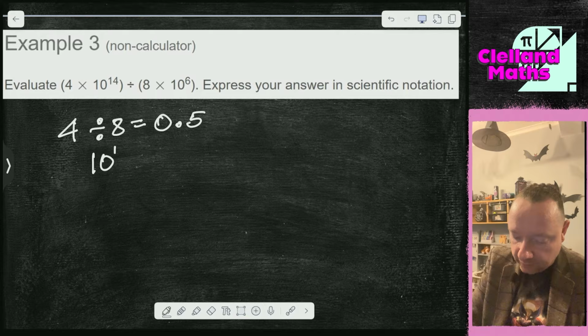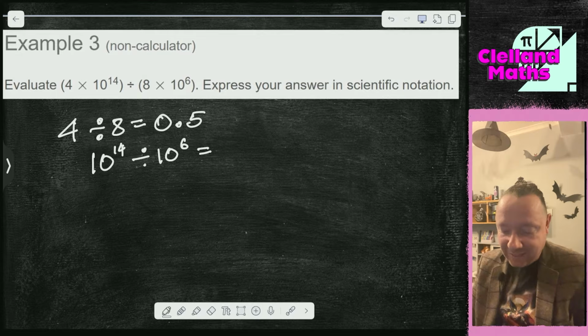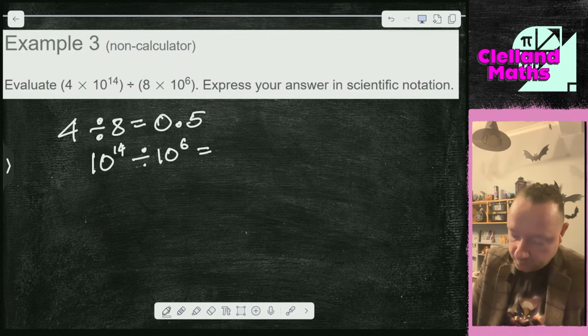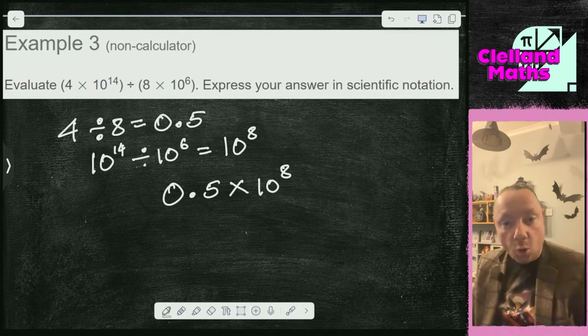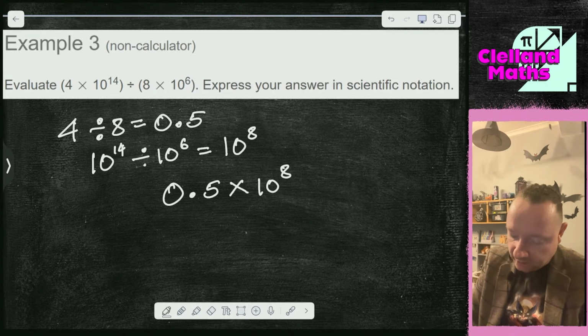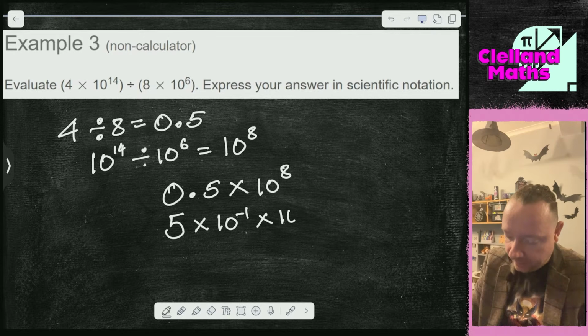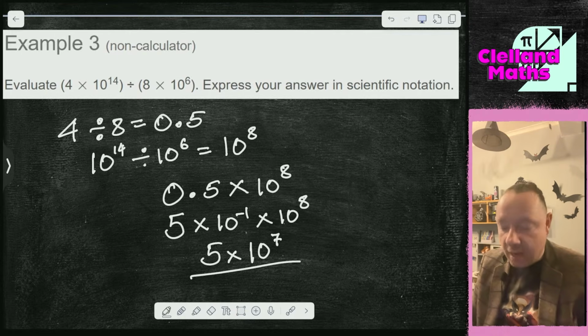And then I've got 10 to the 14 divided by 10 to the 6. Well, laws of indices say I take away the powers. So 14 minus 6 is 8. So it's 10 to the 8. So really I could say I've got 0.5 times 10 to the 8. However, that's not scientific notation because the first number has to be between 1 and 10. So I'll change that one to 5 times 10 to the minus 1, and I've still got 10 to the 8. So I can now just combine that by adding the powers. 8 minus 1 is 7, 10 to the 7, and we're done there.